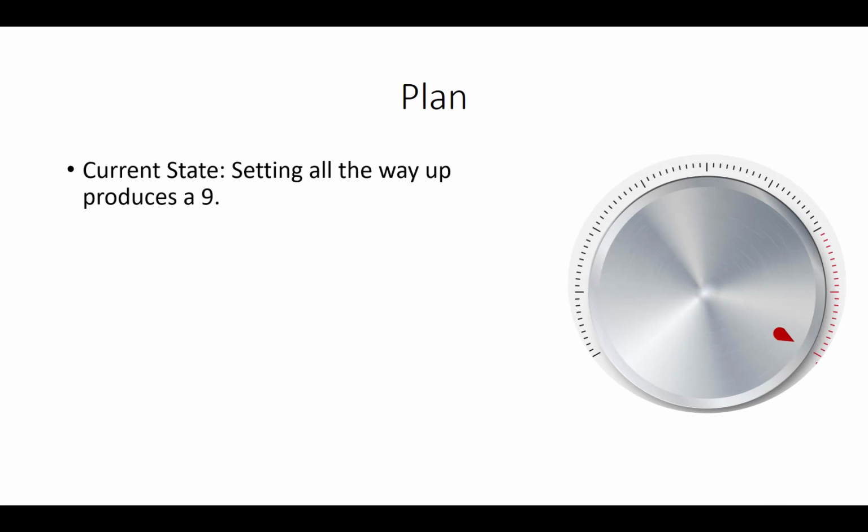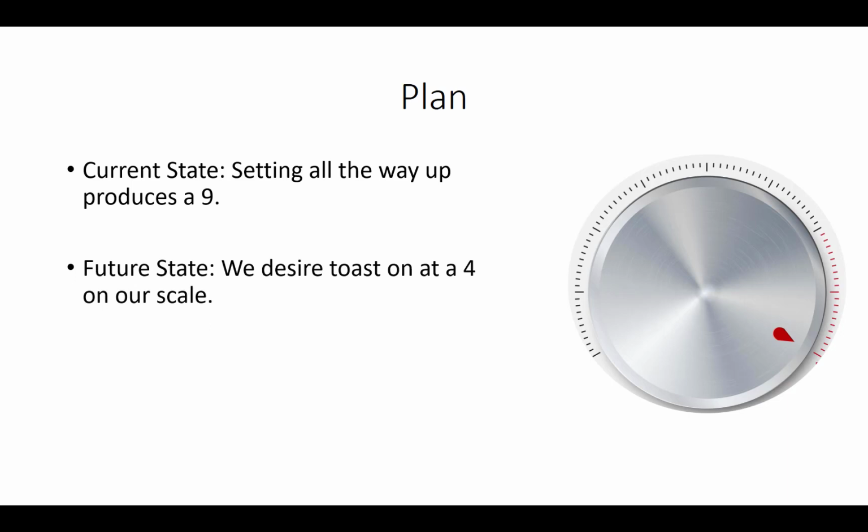So we have a current state where our setting is all the way up. You can see on our knob on our right here. And we've determined the future state is we desire a toast on a setting of 4 based on our color scale. So our action plan is, we look here and conveniently this toaster has 9 settings, right? And it was turned all the way up. So a good first step, a good action plan is to adjust the setting to 4/9 of the scale, okay? So that's our plan. We're going to adjust to 4/9 of the scale and we're going to make toast.